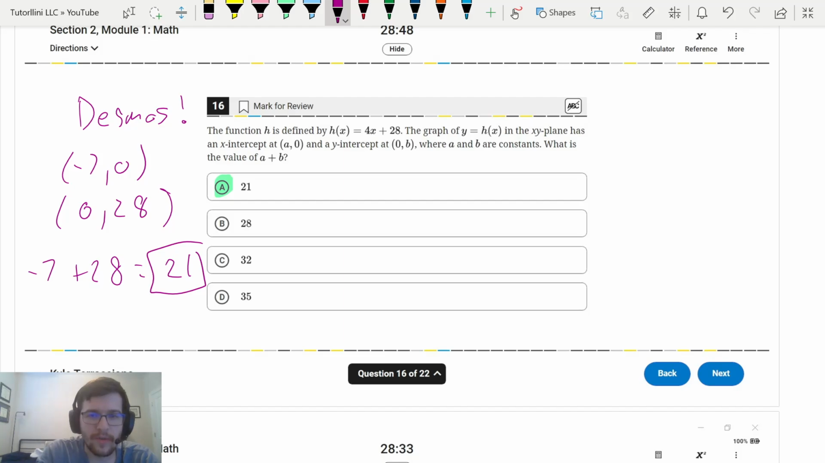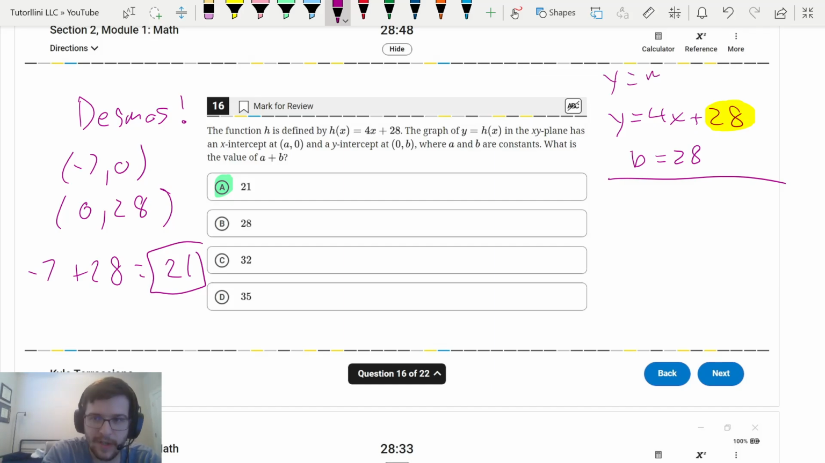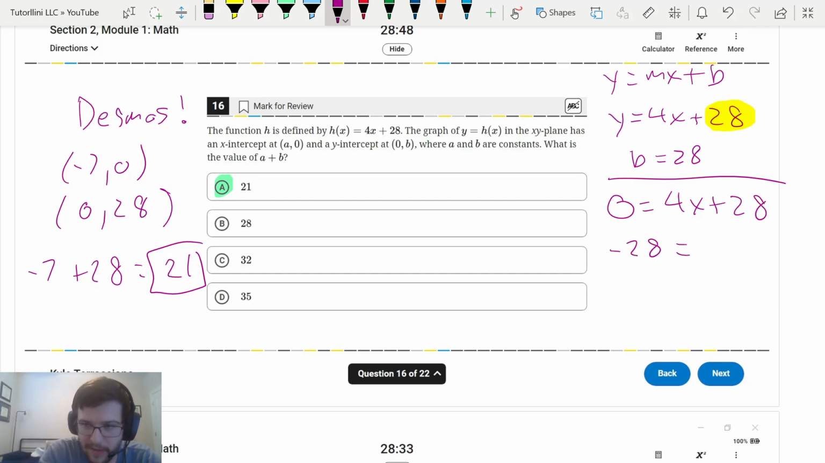Okay, so now if you were going to do this by hand, you first have to recognize that b is the y-intercept. So 0 comma b, or b equals 28, right? Now to find the y-intercept, we plug in, that's just because it's a linear function. You could have plugged in x equals 0 as well, and you still would have gotten 28. Now for the x-intercept, we have to plug in y equals 0. So we're going to do 0 equals 4x plus 28. Subtract 28, and we get negative 28 equals 4x. Now divide by 4, and we get x equals negative 7.